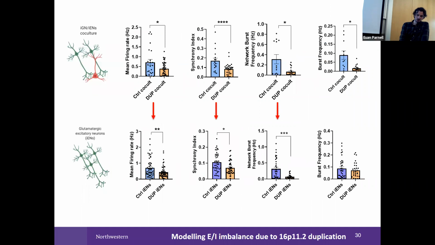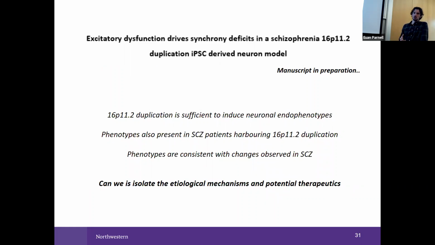And so we can just compare these changes. We see that our co-culture has consistent changes in mean firing rate, synchrony index, and network burst formation with our excitatory neurons alone, but we don't see this burst frequency deficit in our excitatory neurons. And so both excitatory neurons and inhibitory neurons are contributing to potentially our schizophrenia phenotypes. But our conclusion for our upcoming publication is that excitatory function seems to drive this. So even in the presence of interneurons, we get a lot of the same deficits in how these networks are forming and the activity of neurons.